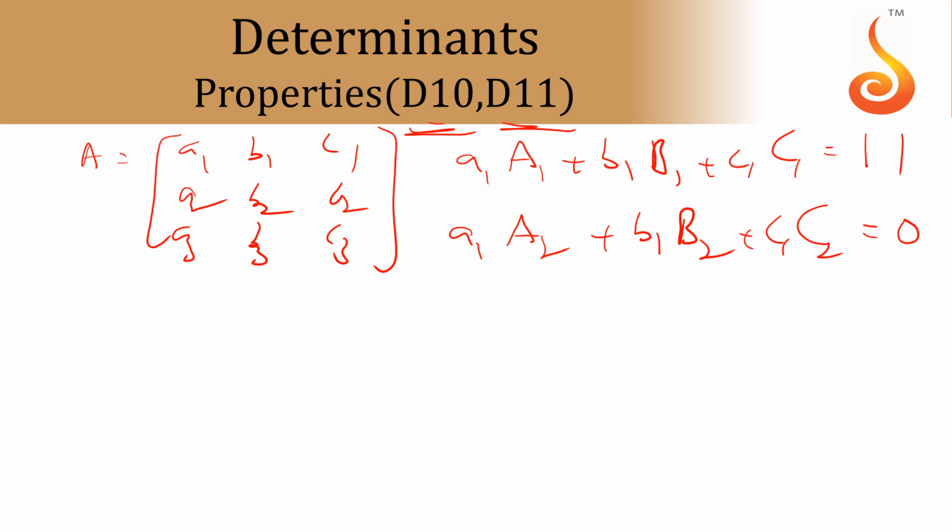That is D10. So what is D11? D11 is, suppose a determinant is a polynomial in x, and if I substitute x equal to a in the determinant, assume r rows or columns become the same.